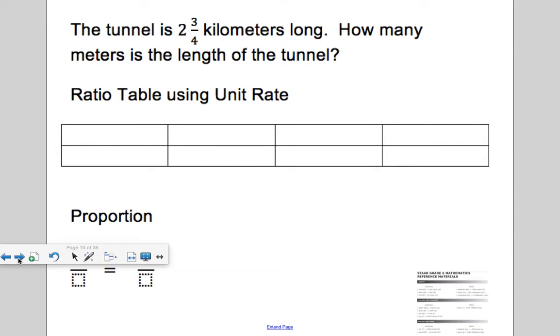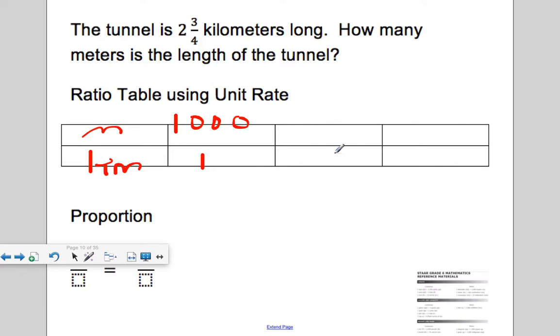The tunnel is 2 3/4 kilometers long. How many meters is that? If you look at your conversion chart, it says 1 kilometer is the same as saying 1,000 meters. By the way, if you'd rather write kilometer over meters, go ahead. You'll still get the same answer.